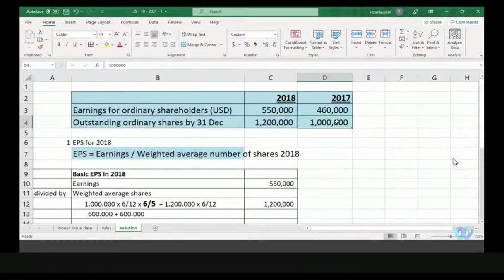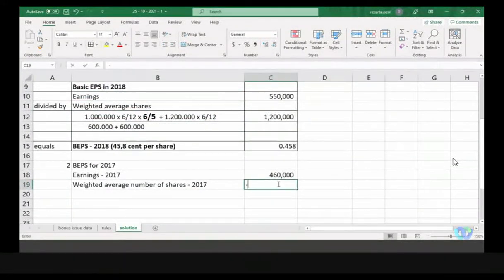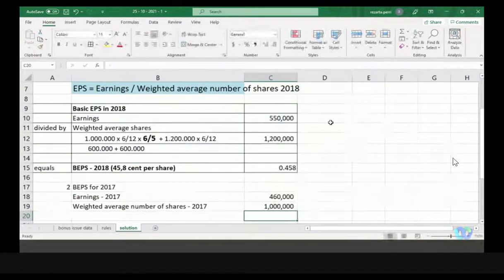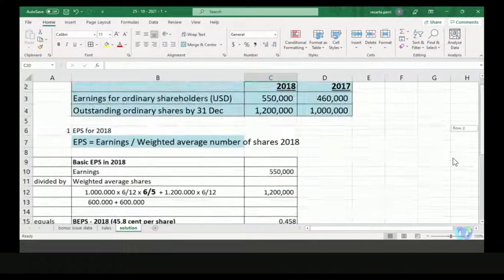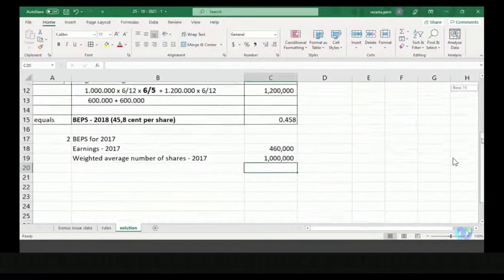And during 2017, no change in the number of shares. So this is one of the easiest situations it can be. The weighted average number of shares for 2017 is simply 1 million shares. So again, we start and we end 2017 with 1 million shares, no change to that amount. That is one of the simplest situations it can be.